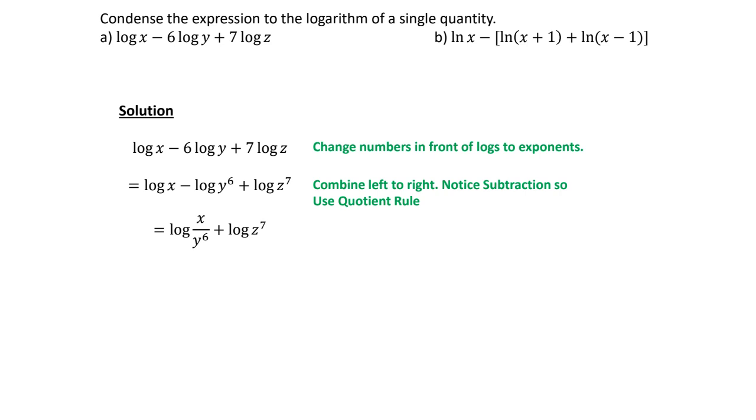But now I have two logs that are being added to each other. This is the product rule, which says that I multiply the inputs together. So again, this is the log of base 10 of x divided by y to the 6, times z to the 7. To simplify this and make it a little nicer, my final answer here is the log of base 10 of x times z to the 7 over y to the 6.